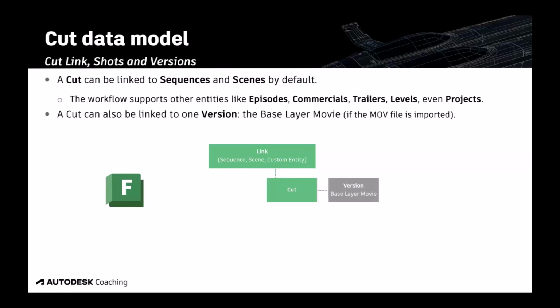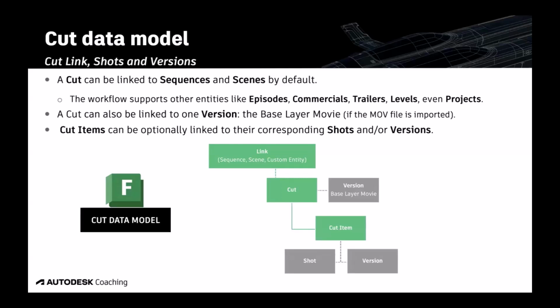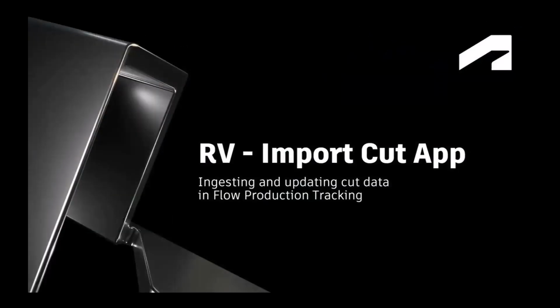A cut can also be linked to one version, the base layer movie, if an MOV file is imported with the EDL. Cut items can be optionally linked to their corresponding shots and/or versions. Let's check out RV's Import Cut app. We will ingest the first revision of a cut and then update the cut data, comparing changes across revisions.